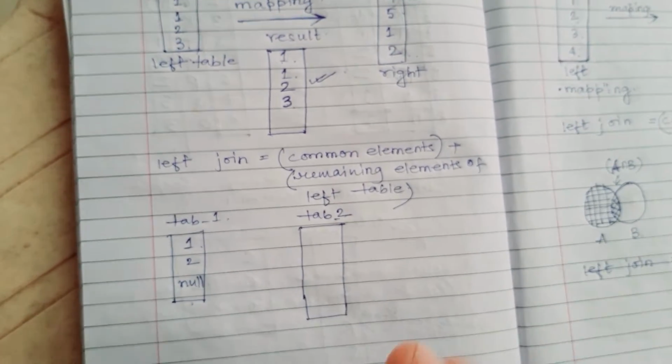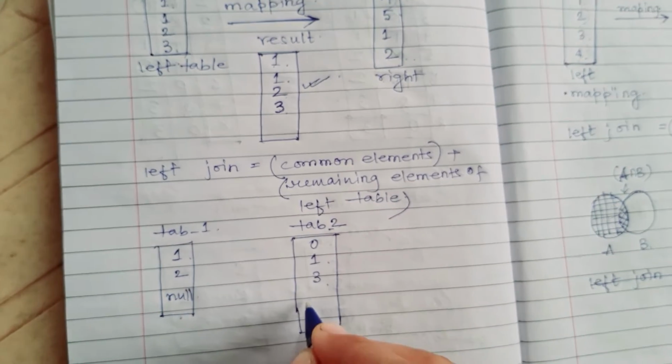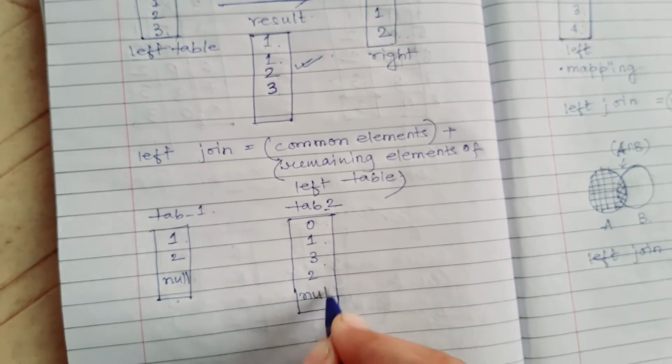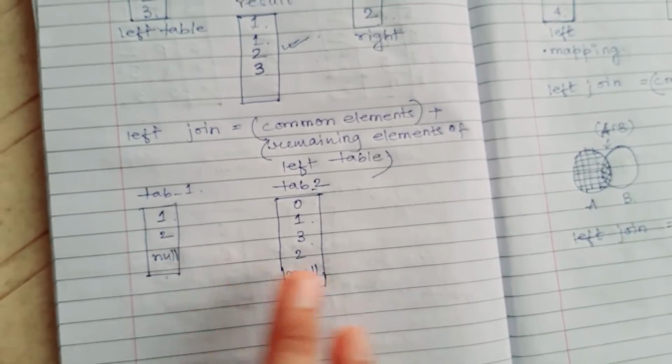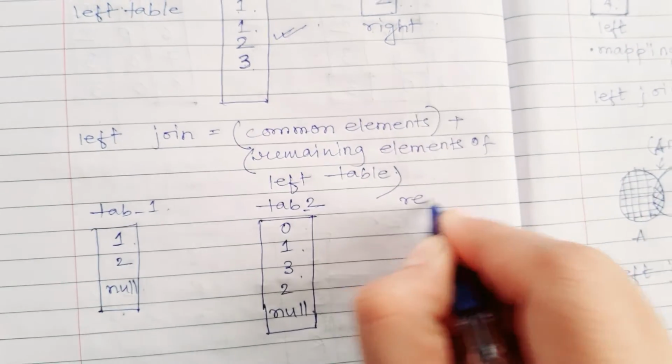This is left join, keep in mind. Okay, this is 0, 1, 3, 2, null. Now we have to do the mapping and find out the result set from these two tables. So the result set will be C.